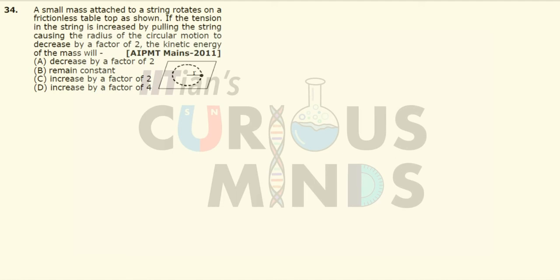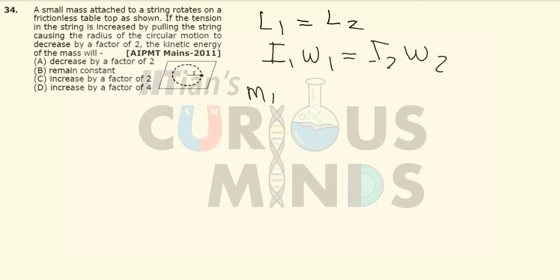First of all, understand that the initial angular momentum will be equal to the final angular momentum by the law of conservation of angular momentum. Initially the mass was rotating at a radius r. Let the mass be equal to m. So L can be written as I1 omega 1 is equal to I2 omega 2. So the initial moment of inertia gives m r1 square into omega 1 is equal to m r2 square into omega 2.